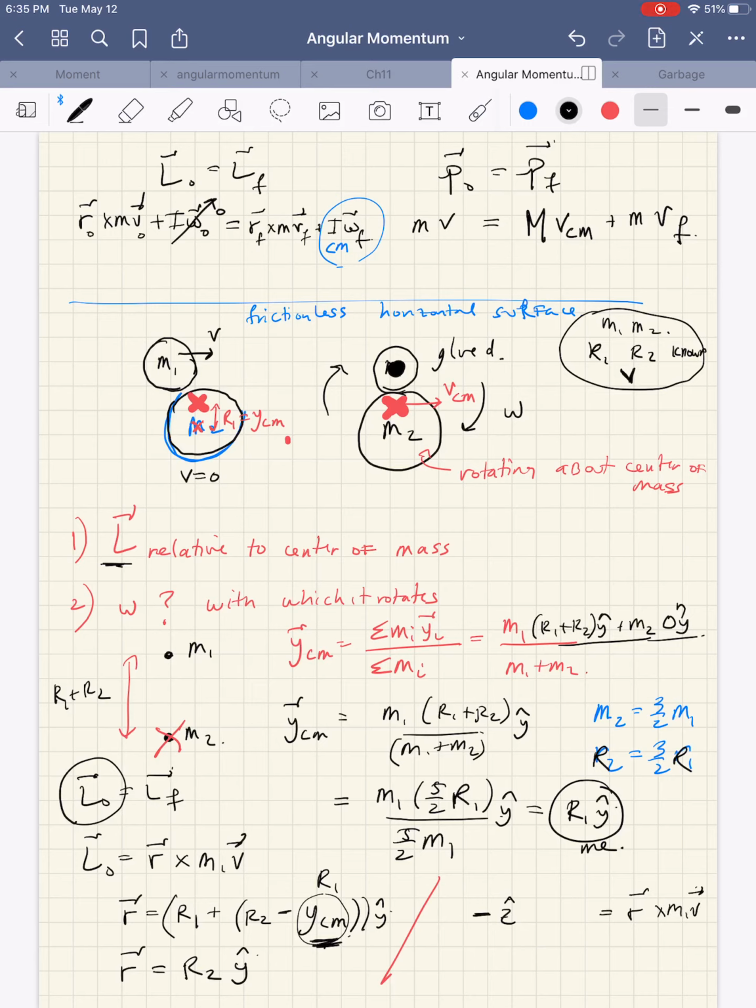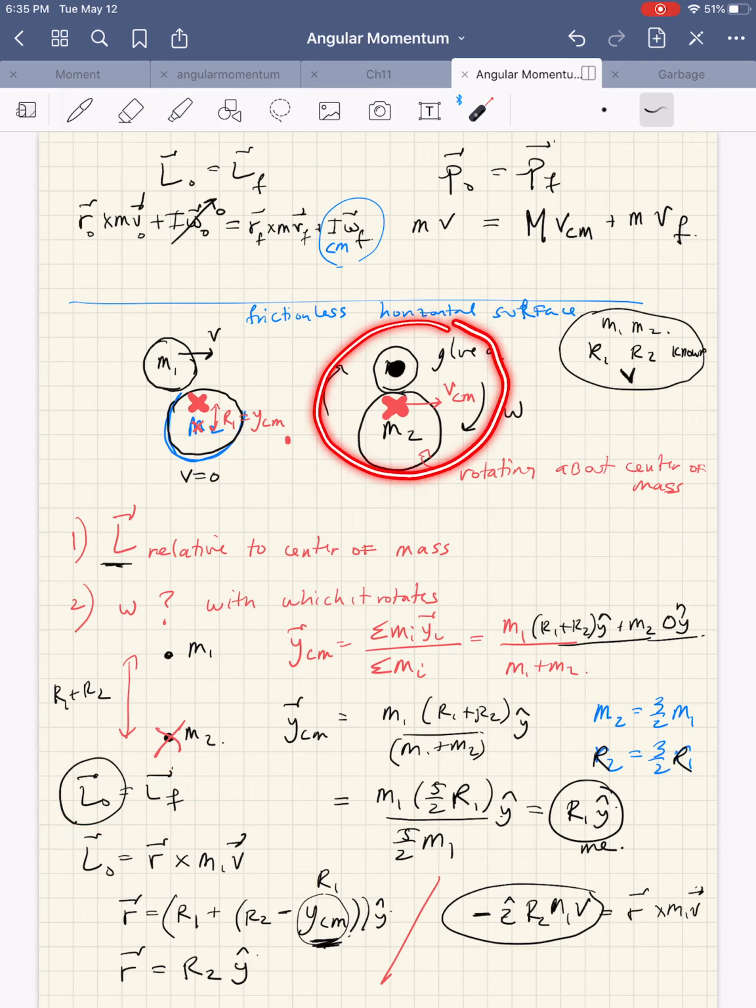Largely because I know that R is in the Y hat and V is exclusively in the X hat direction, so perpendicular to both of those is the Z. And this is going to be, for me, R2 M1 times V. So that's enough to give me the initial angular momentum, part 1. Part 2, I'm going to have to use the fact that angular momentum was conserved here, and look at I omega relative to this center of mass location.